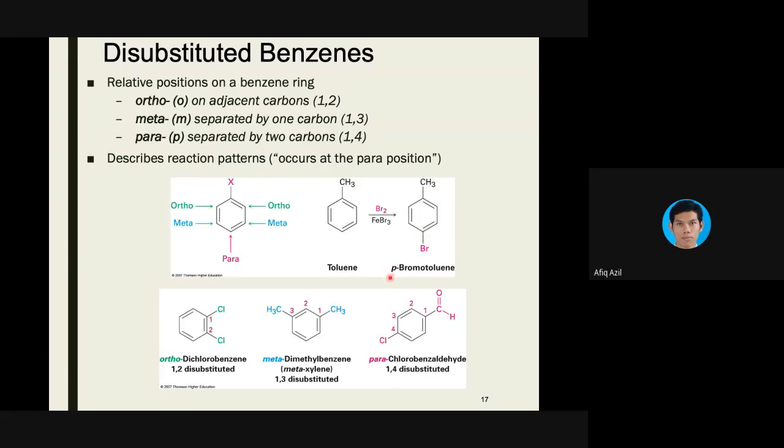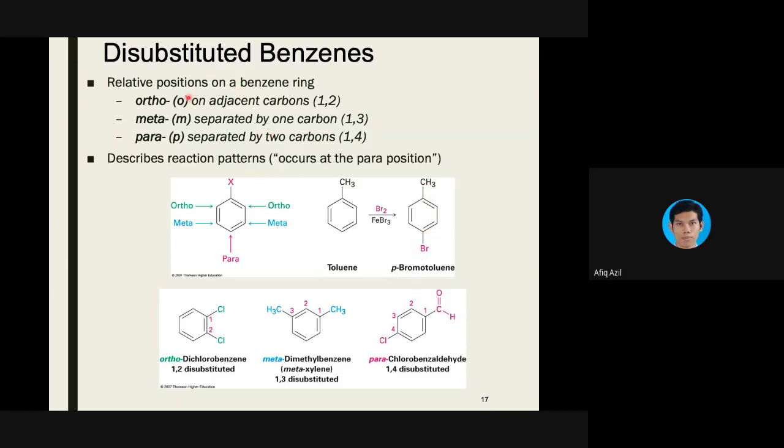So for example, instead of writing 4-bromotoluene, you can just put p-bromotoluene. So when you see P here, we know that it is para. So the position is 1 and 4.